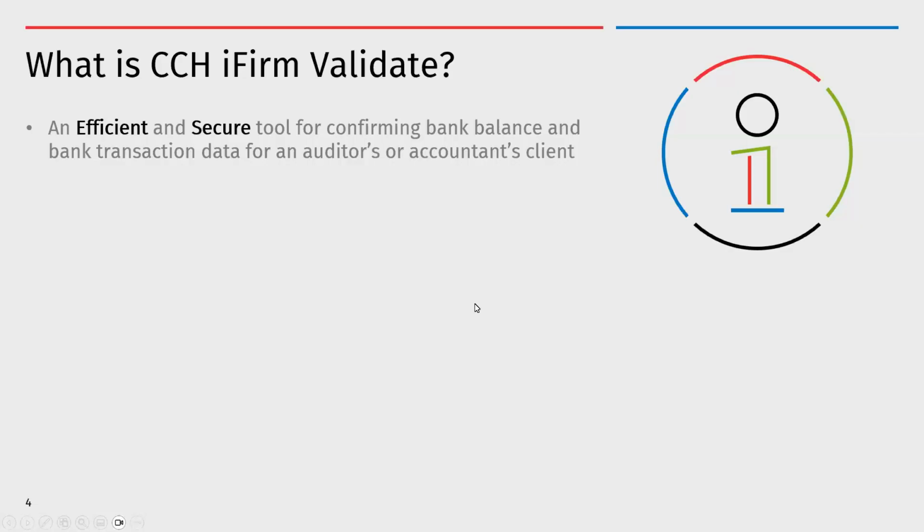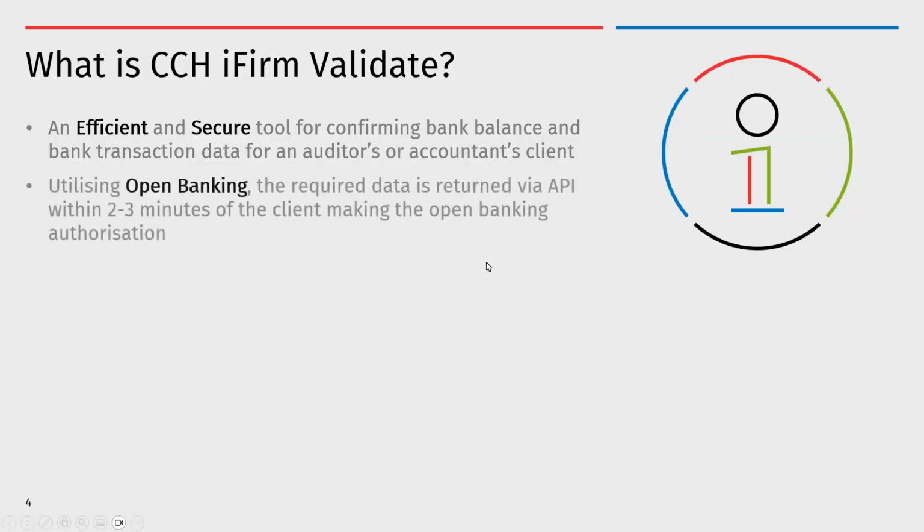So the product I'm going to talk to you about today is called CCH iFirm Validate. You may well have been on one of our webinars about AML or iFirm generally, to just introduce what iFirm is, which is our cloud suite of products going forward. But specifically about CCH iFirm Validate, I think it can best be described as an efficient and secure tool for confirming bank balances and bank transactional data for either an auditor or an accountant's client.